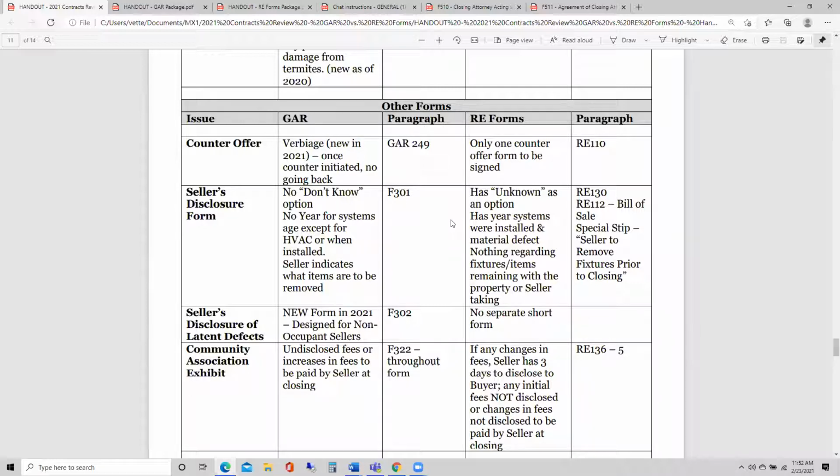The RE forms does not have verbiage to that effect, but my understanding is that legally, once a counteroffer is initiated, everything else is off the table, even if the time limit had not expired. Again, it's just brand new verbiage in GAR on that counteroffer form in 2021.